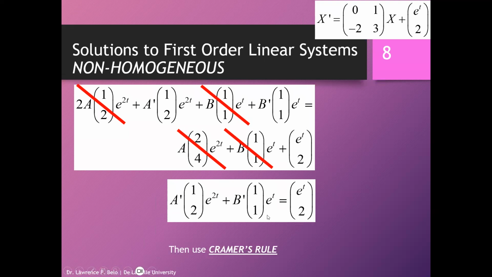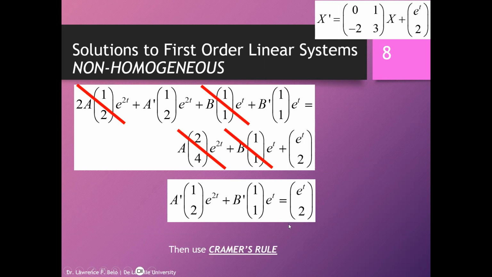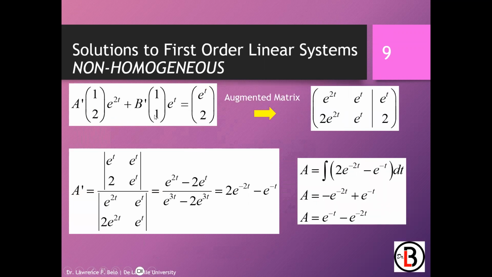So from here, we need to solve for the A and the B, not the A prime and the B prime. Need to solve for A and B. How do we do that? We use Cramer's rule. So what we do here is, from the given final form of the equation, which is here, we translate that into an augmented matrix form. So this one, tatanggalin lang natin yung A prime. So that's 1 times e to the 2t, 2 times e to the 2t, that's this one. 1 e to the t, 1 e to the t, that's this. And then e to the t, 2.